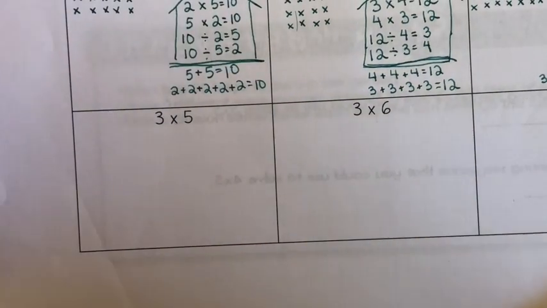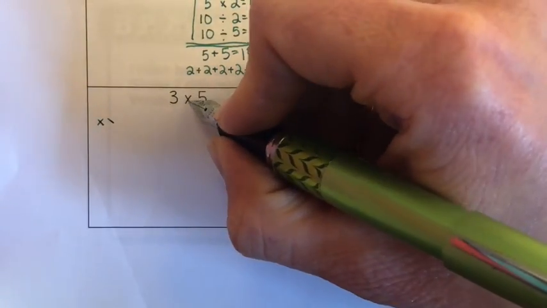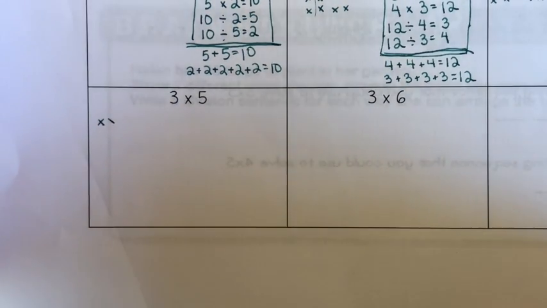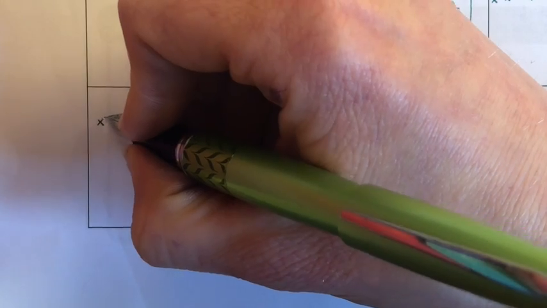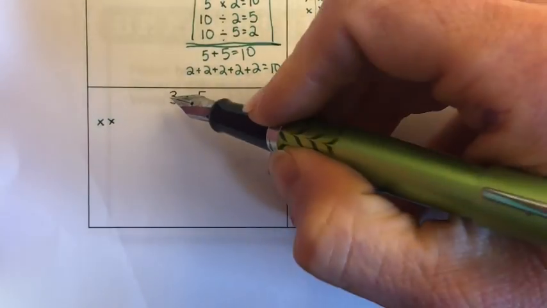Now, 3 times 5. So I have a couple choices here. 3 times 5, I've got 1, 2. So it's 3 groups of 5. I guess I could write 5 groups of 3 too. Okay, so I've got 3 groups of 5. Focus, Mrs. Oaks. 3 groups of 5.